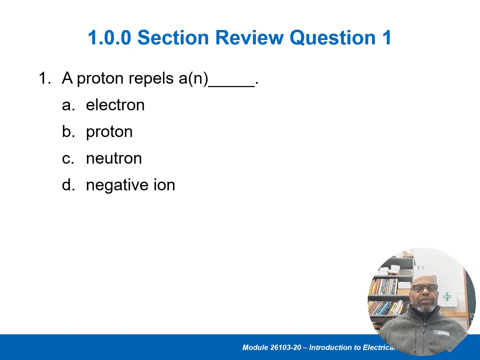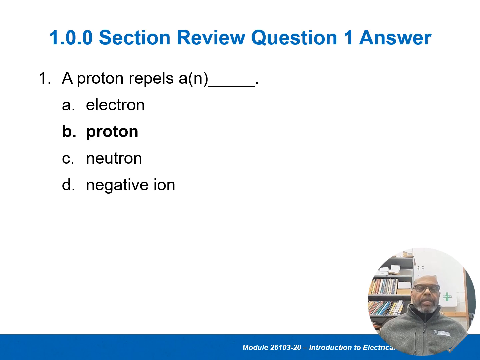Couple questions. A proton repels what? Electrons, protons, neutrons, or negative ions? It would be the proton. Protons repel protons. Remember, like charges repel. The attraction comes from when it's opposite.